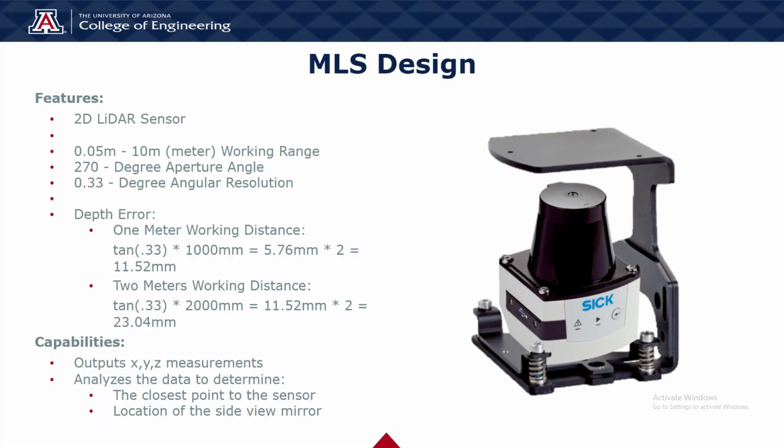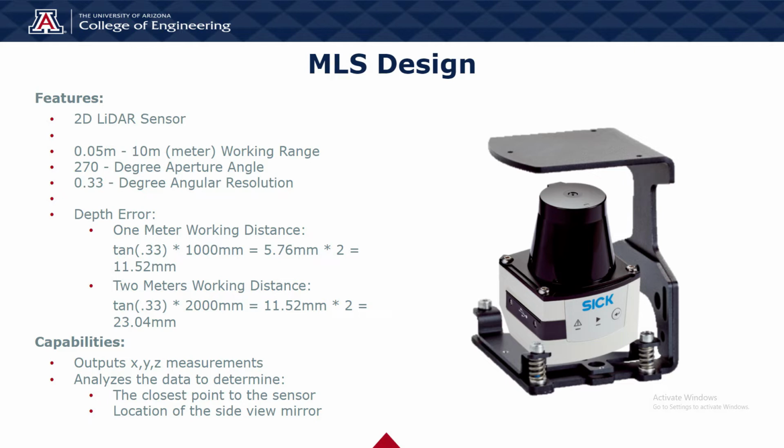This is our MLS design. This design is intended to locate the passenger side view mirror on the cars as they go through the tunnel of the car wash. We will be using a 2D LiDAR sensor. This sensor has a 0.05 to 10 meter working range with a 270-degree aperture angle. This creates a vertical laser field.